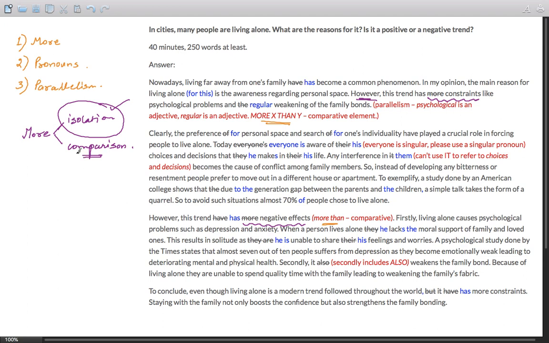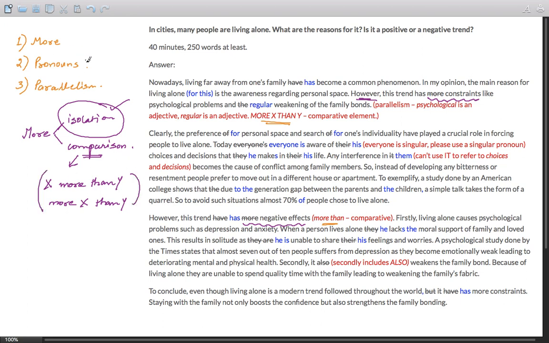So whenever you are talking about comparison, it is X more than Y, or it's more X than Y. So for instance, here it should have been: it has more negative effects than positive. Okay, so that's the comparative element. I hope this point is clear.